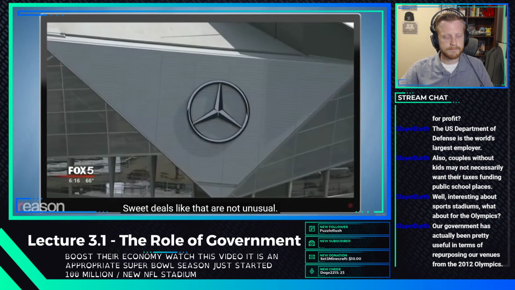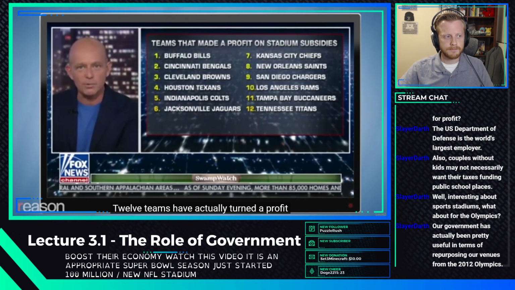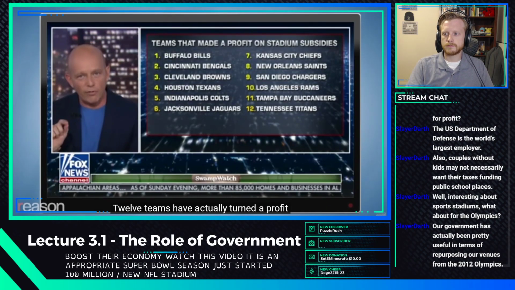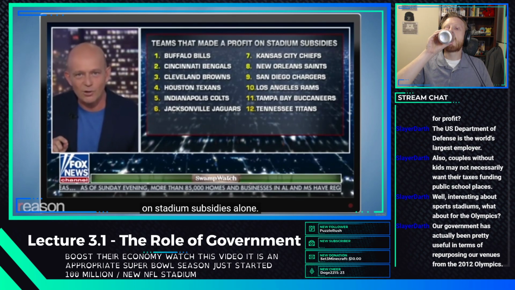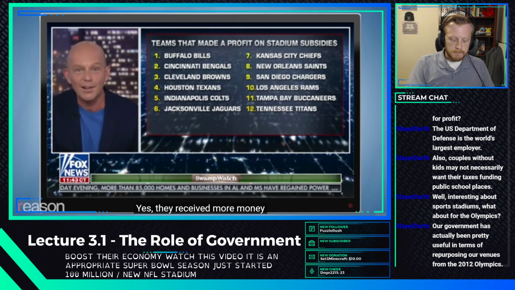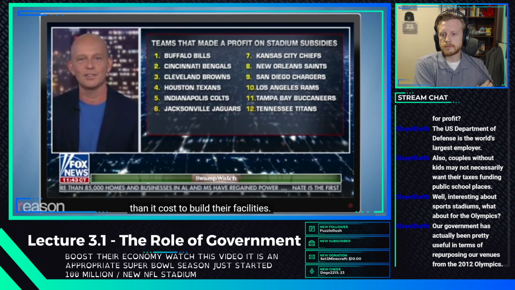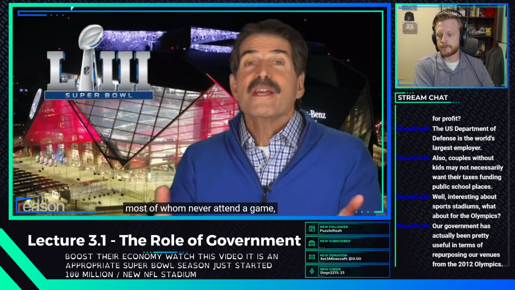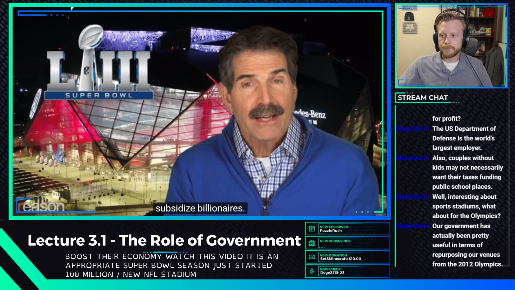Sweet deals like that are not unusual. 12 teams have actually turned a profit on stadium subsidies alone. Yes, they received more money than it cost to build their facilities. So taxpayers, most of whom never attend a game, subsidize billionaires.